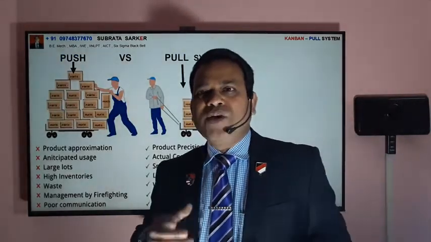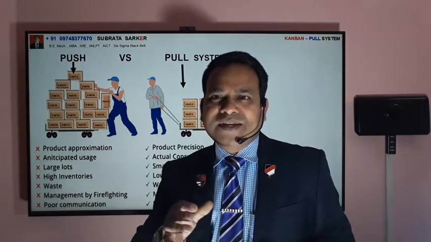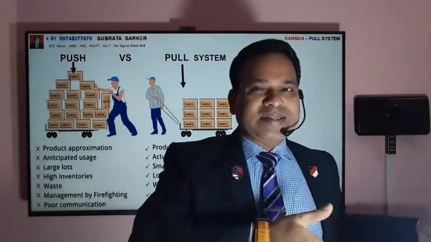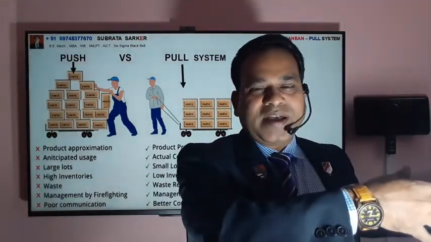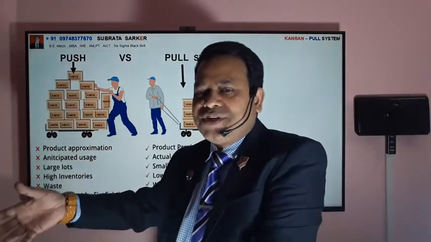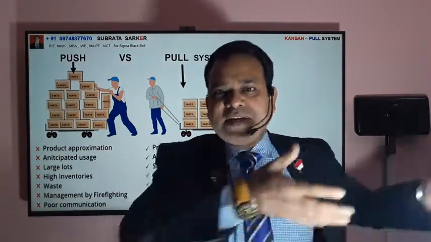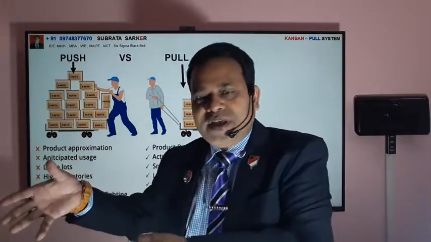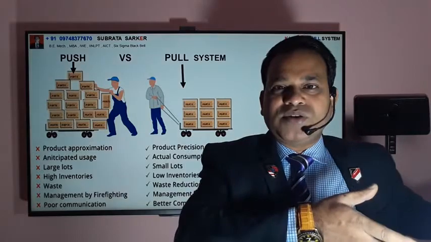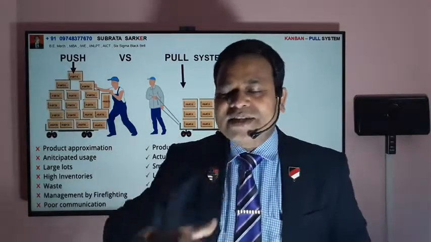Now there are rules in the Kanban system, basic rules. Basically, some parts are there and you have a container. You take the parts and give them to the required station. When these are consumed, you take more parts and give them to the required station. It is not that the container size will be different every time. There is a standardization process.